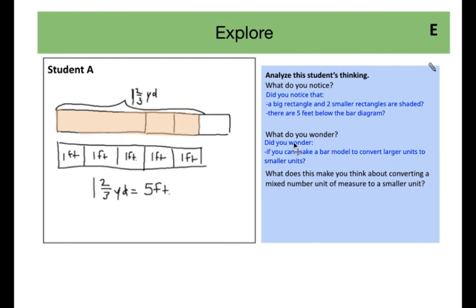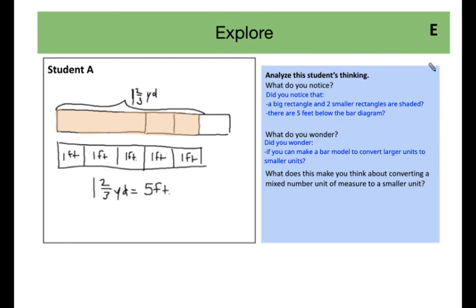Did you wonder if you can make a bar model to convert larger units to smaller units all the time? And you can. Sometimes it might not be an efficient strategy if the numbers are really large, but you can always make the problem simpler so that you can see the relationship between the larger and smaller units.